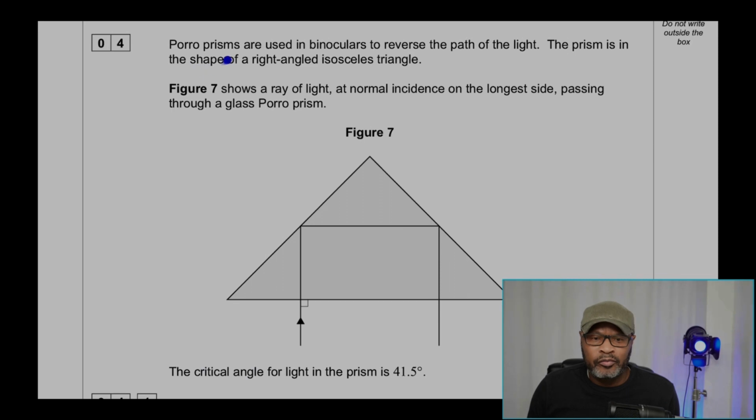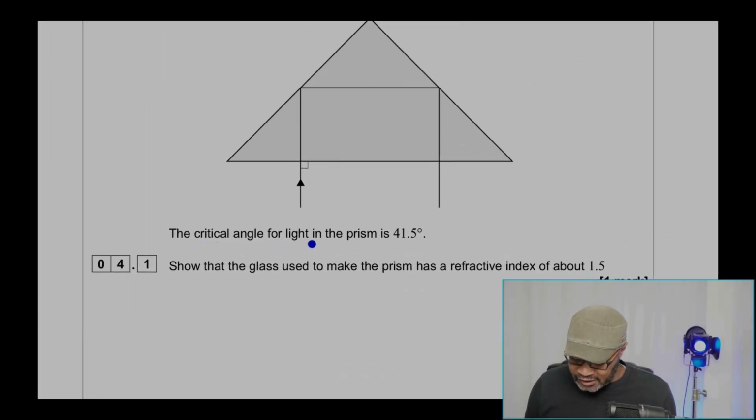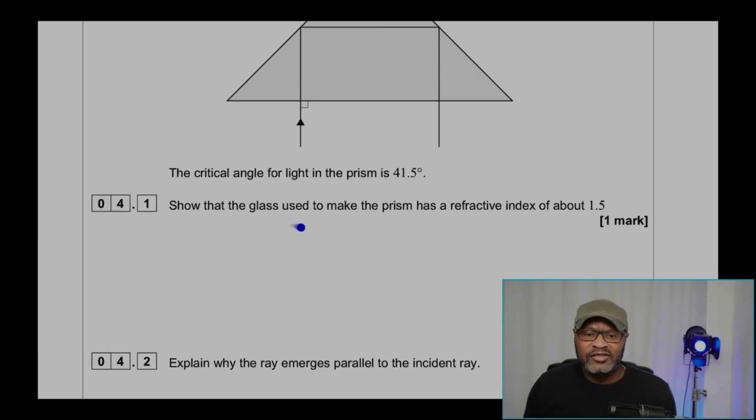Question 4. Porro prisms are used in binoculars to reverse the path of the light. The prism is in the shape of a right-angled isosceles triangle. Figure 7 shows a ray of light at normal incidence, so that's normal because normal is perpendicular to the surface, on the longest side, passing through a glass Porro prism. The critical angle of light in the prism is 41.5 degrees. 4.1. Show that the glass used to make the prism has a refractive index of about 1.5.